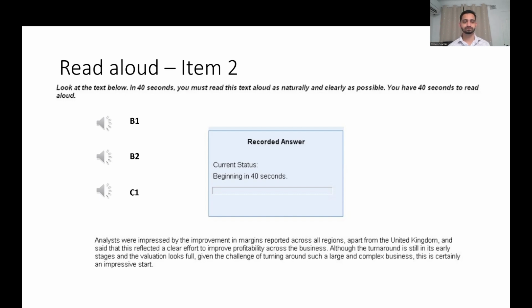Analysts were impressed by the improvement in margins reported across all regions, apart from the United Kingdom, and said that this reflected a clear effort to improve profitability across the business. Although the turnaround is still in its early stages and the valuation looks full, given the challenge of turning around such a large and complex business, this is certainly an impressive start.